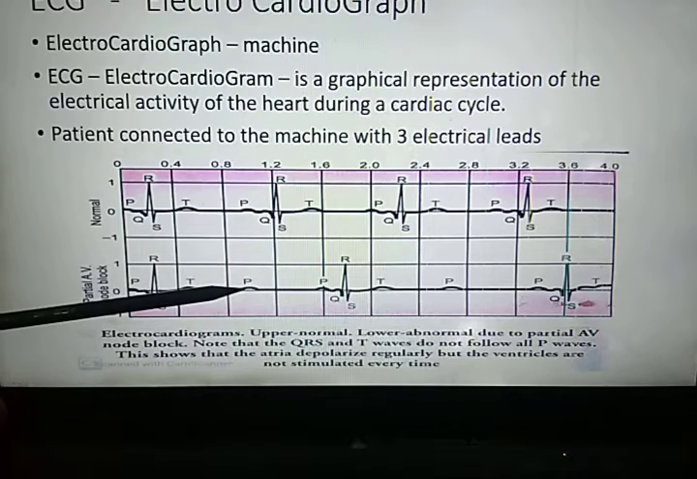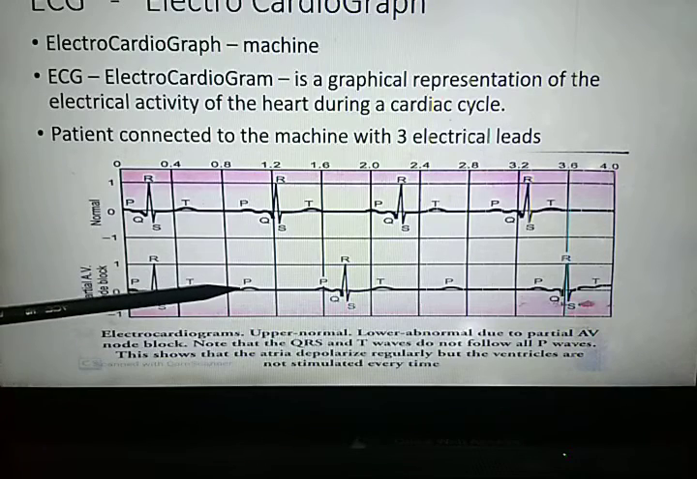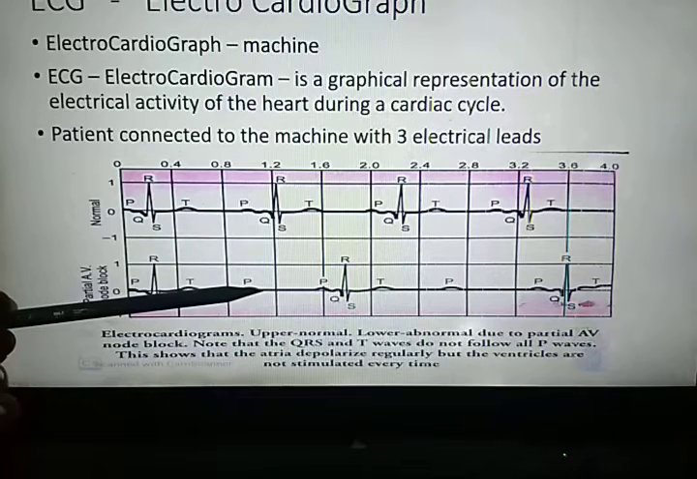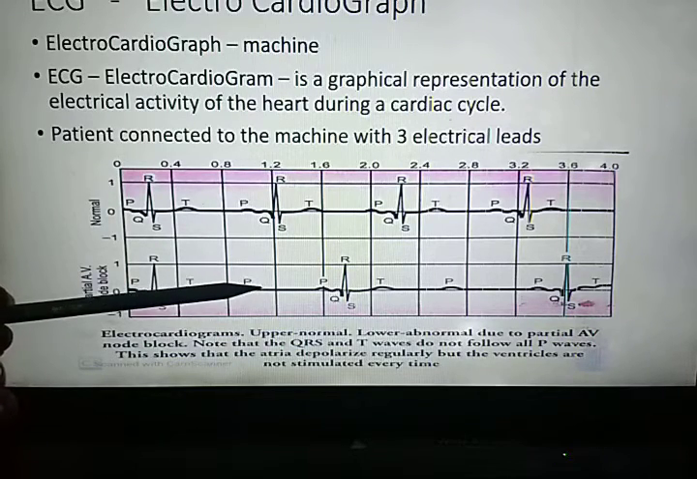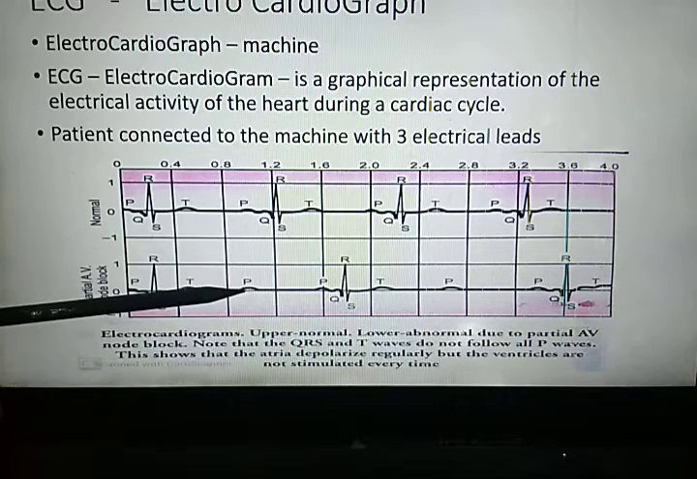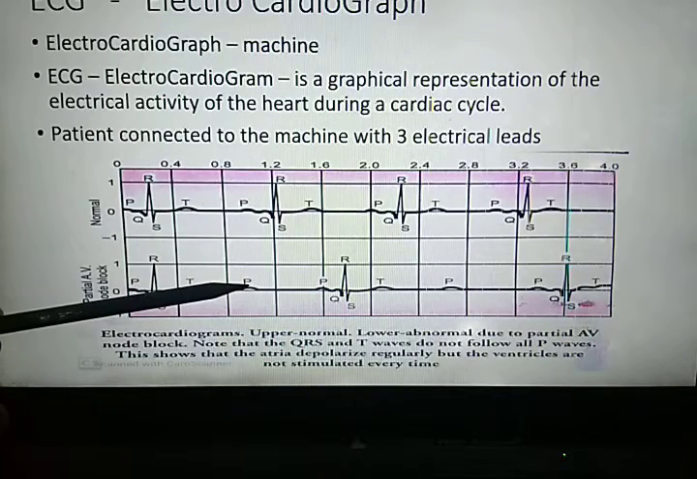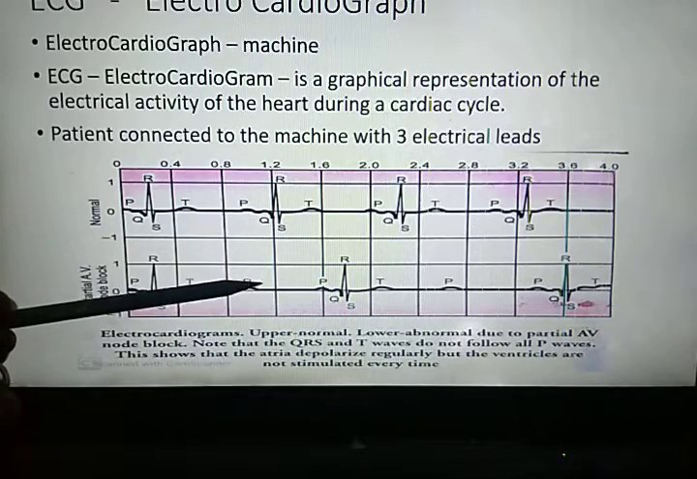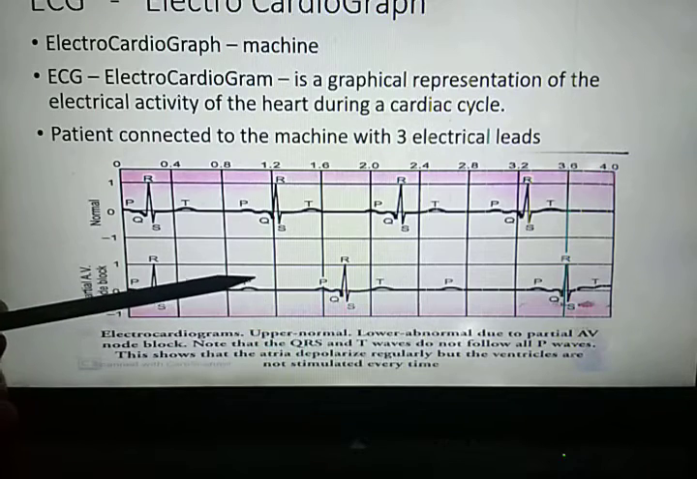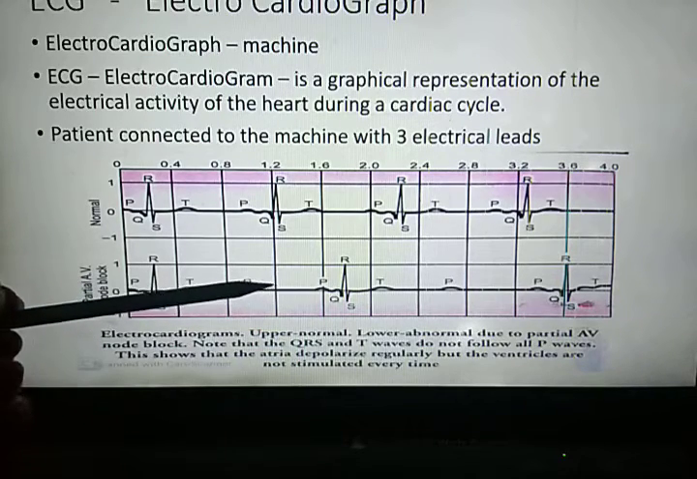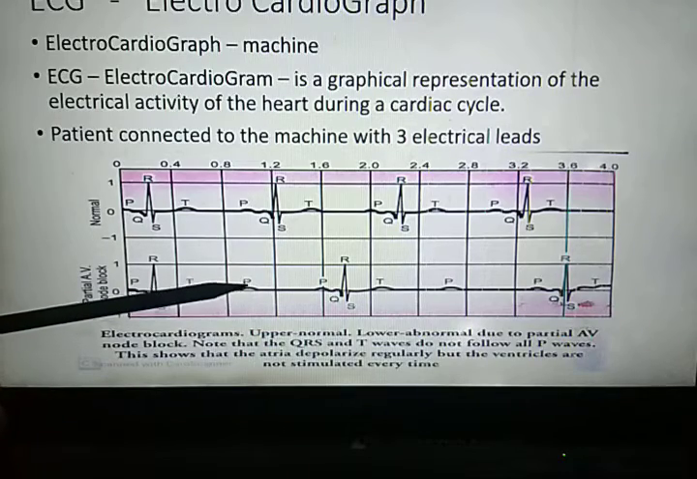That auricular systole begins, the SA node begins the wave of contraction, but it is not every time received by the auriculoventricular node, or you can say contraction of ventricle does not take place every time when contraction of auricle takes place. This shows that ventricles are not stimulated every time, and maybe there is partial blockage of auriculoventricular node. Why are we saying partial? Because sometimes the waves are picked up by the AV node and sometimes not.